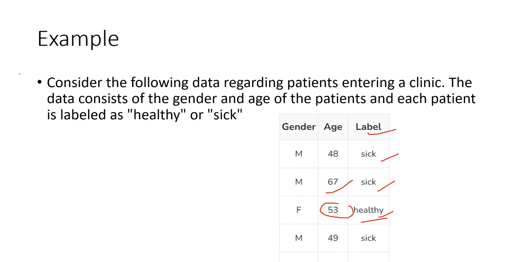So we may summarize this slide: it is labeled patient data. What will be the input? Input is gender and age. Output is healthy or sick. Type is supervised binary classification. Goal is the learning process: learn a model that can predict patient health status.